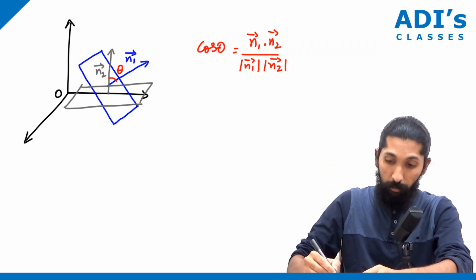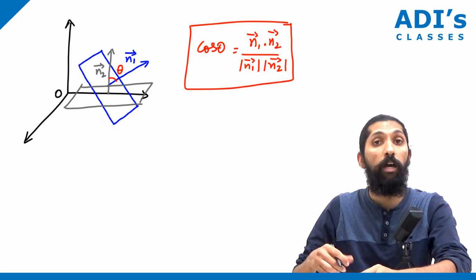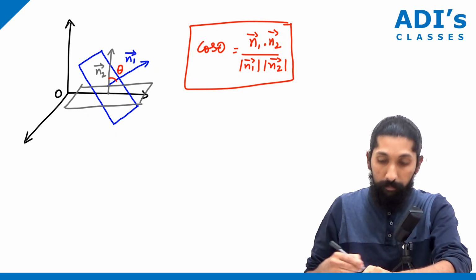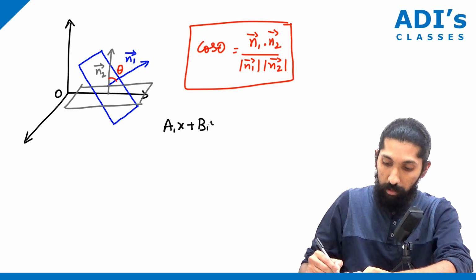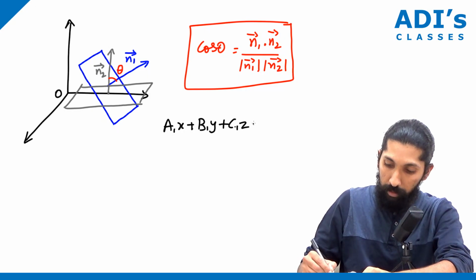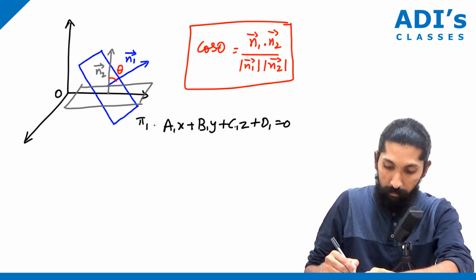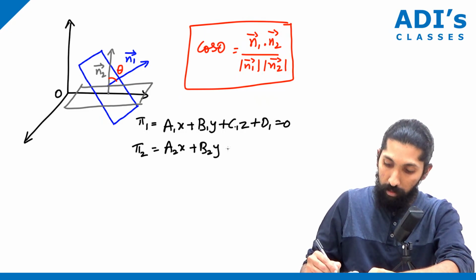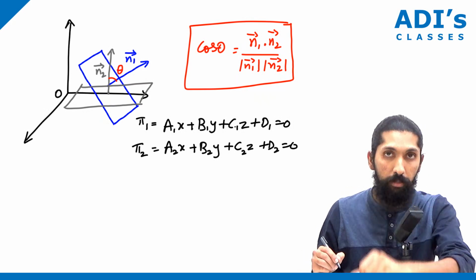Now, this particular formula is with respect to the vector form of the planes. What do we have in the Cartesian form? Now, for the Cartesian form, we'll consider two planes. Say you have a1x plus b1y plus c1z plus d1 is equal to 0. This is the first plane. Say pi 1 is this. Now, the second plane pi 2 will be a2x plus b2y plus c2z plus d2 is equal to 0. This is the second plane.